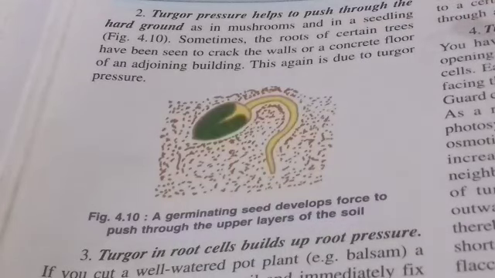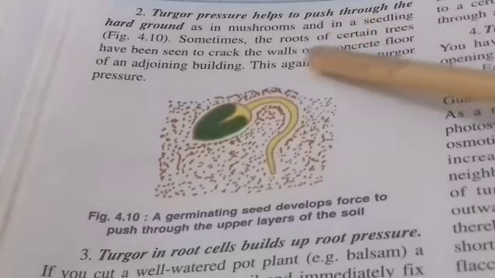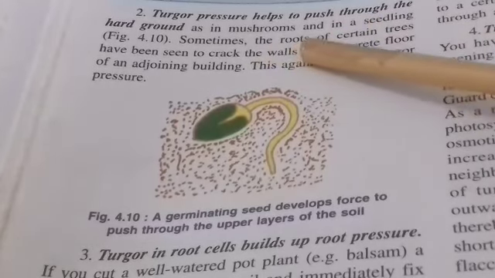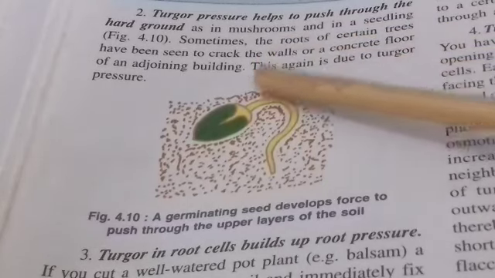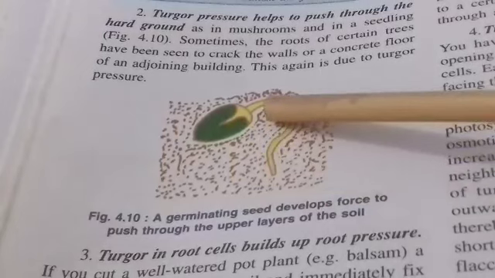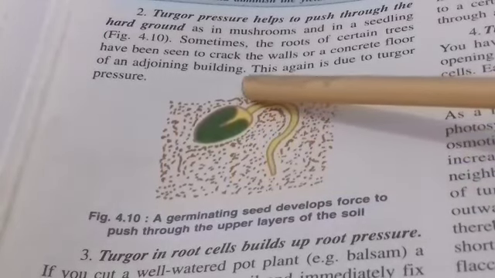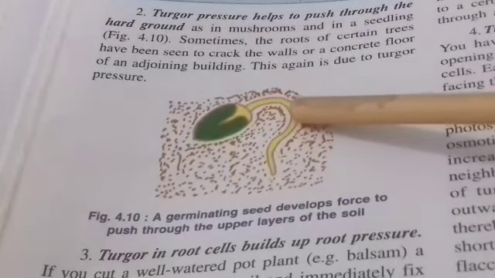Another important use is that turgor pressure helps to push through the hard ground. That we can see in a germinating seedling as well as mushrooms. From the harder ground or underground, it comes above the topsoil because of this turgor pressure. This is another use which we can see in plants.